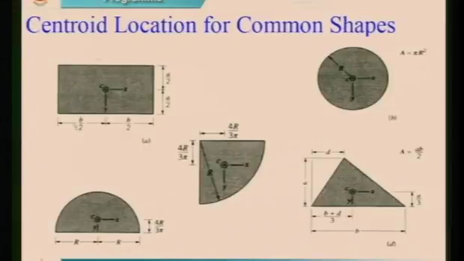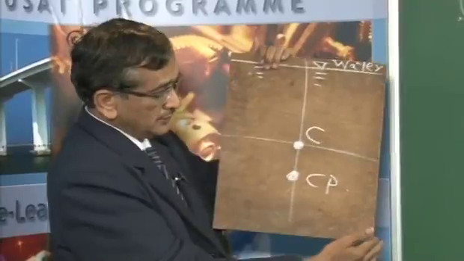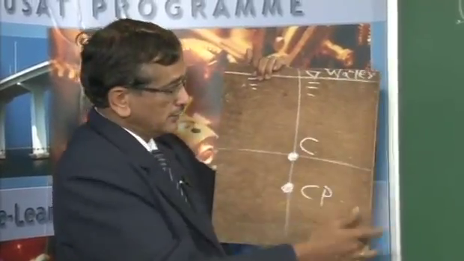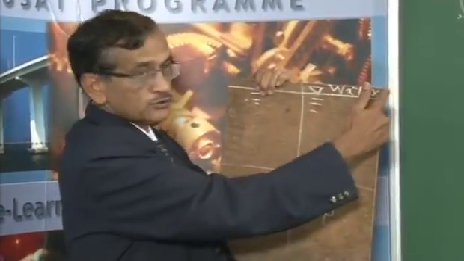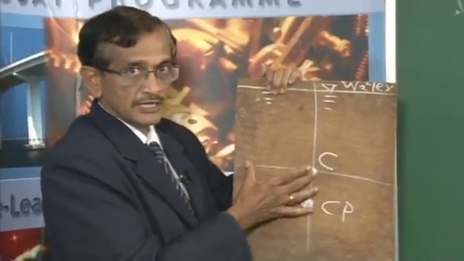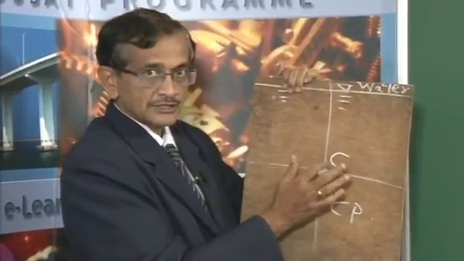You have just seen, I have shown you a rectangle. What is the centroid? It is B by 2 and A by 2. Exactly, I showed you here also, same thing. Total length 30, this is 15. Total length 20, this is 10, right? So the centroid of a rectangle is here.